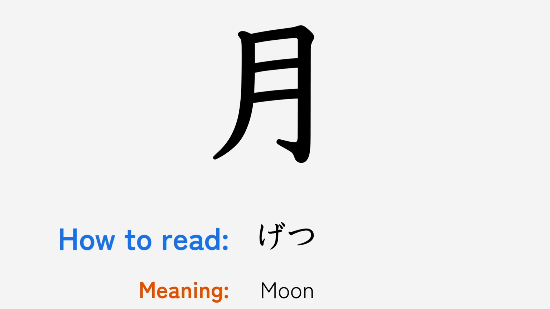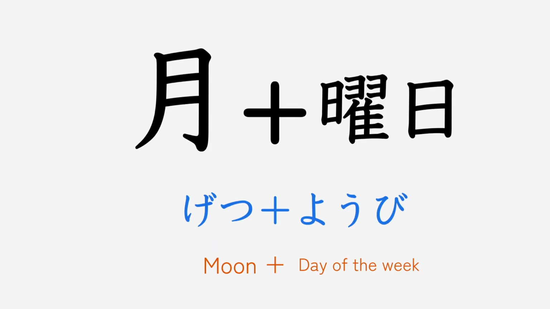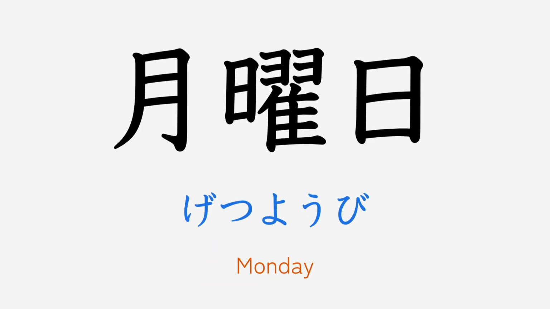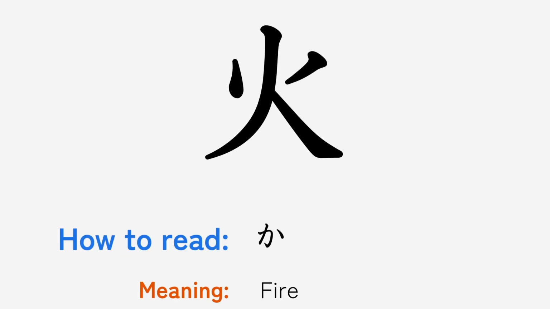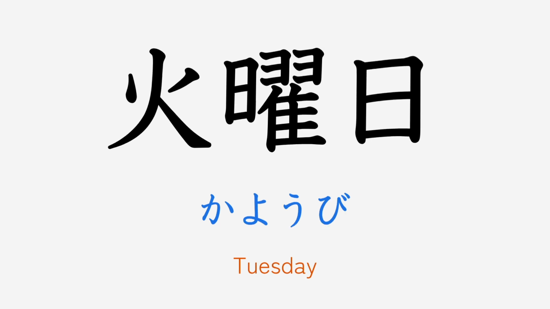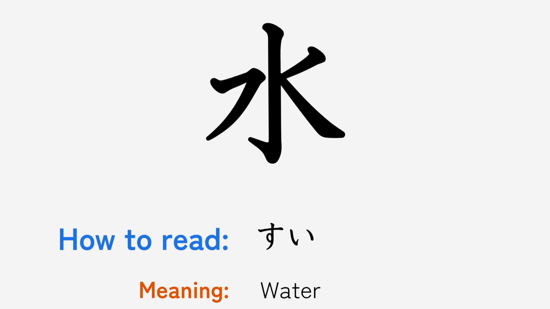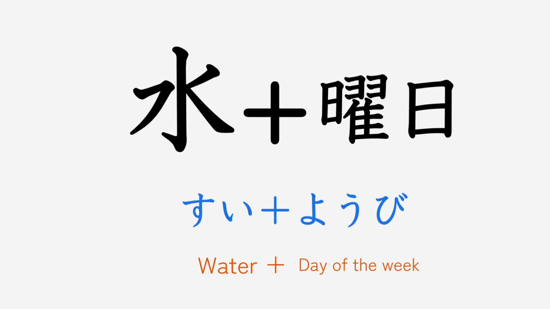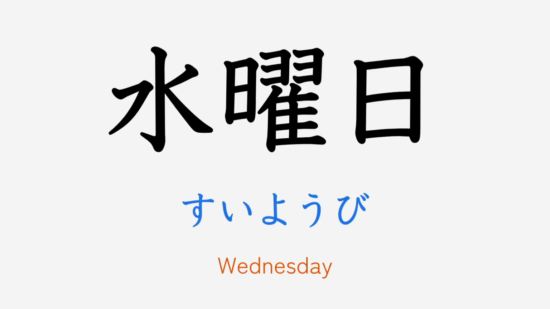月 is moon. Moon day is 月曜日. Ka is fire. Fire day is 火曜日. Sui is water. Water day is 水曜日.